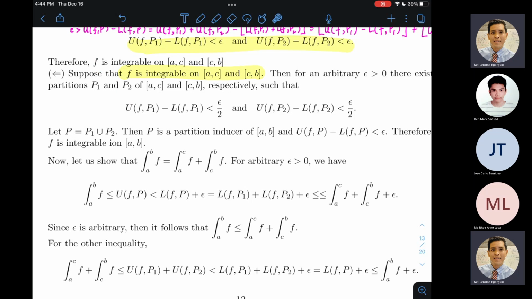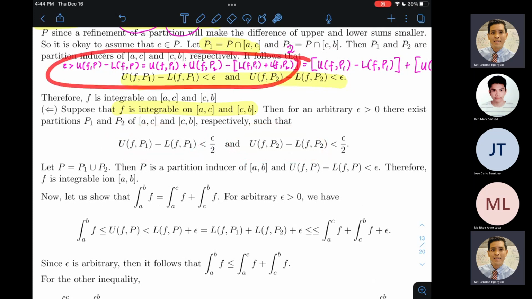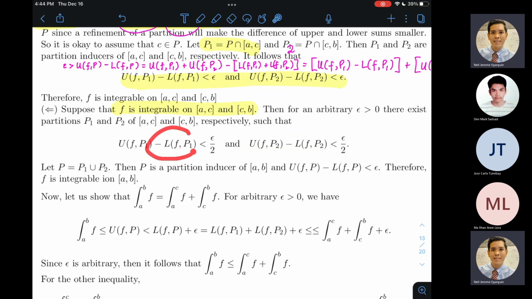Alright? So that means, yes, you add the two sides of the equation, this plus this, using the same argument as we used here, siya ay magiging equal sa upper Riemann sum ni F with respect to the partition inducer P. Tapos yung minus L(F,P1) minus L(F,P2) ay equal lamang sa L(F,P). Again, gamit yung argument natin kanina. And then epsilon plus epsilon would be epsilon. And so we get this. The upper Riemann sum minus the lower Riemann sum can be made arbitrarily small. Therefore, by the integrability criterion, F is integrable on the closed interval A comma B.